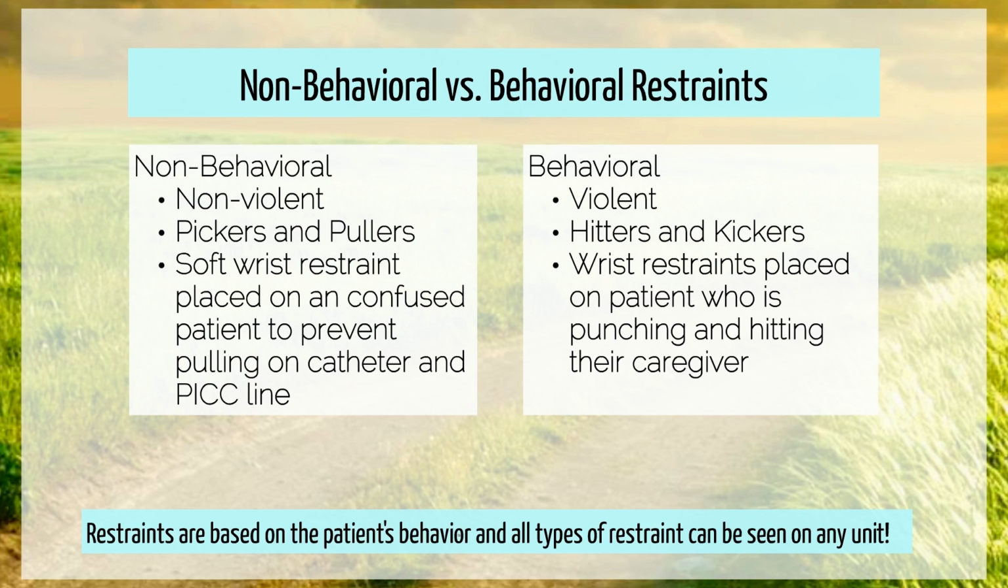If we have that same man, that same fractured hip gentleman, and he came in and he was hitting and kicking and trying to harm himself or others, and we had to put wrist restraints on him, those wrist restraints would be behavioral restraints for the violent behavior. Keep in mind that restraints are based on the patient's behavior, and all types of restraints can be seen on any unit.